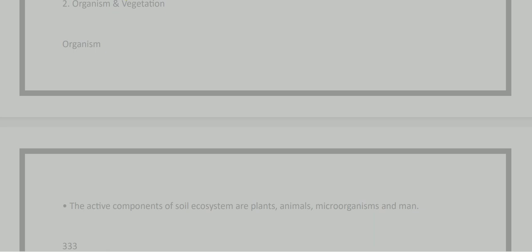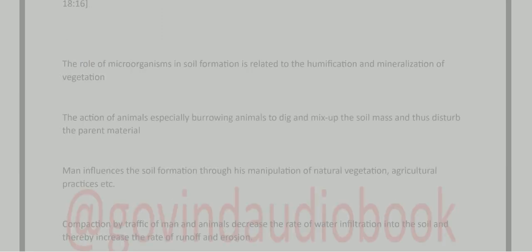2. Organism and vegetation. Organism. The active components of the soil ecosystem are plants, animals, microorganisms and man. The role of microorganisms in soil formation is related to the humification and mineralization of vegetation. The action of animals, especially burrowing animals, is to dig and mix up the soil mass and thus disturb the parent material. Man influences soil formation through his manipulation of natural vegetation, agricultural practices, etc. Compaction by traffic of man and animals decreases the rate of water infiltration into the soil and thereby increases the rate of runoff and erosion.